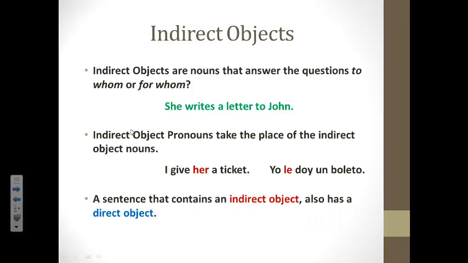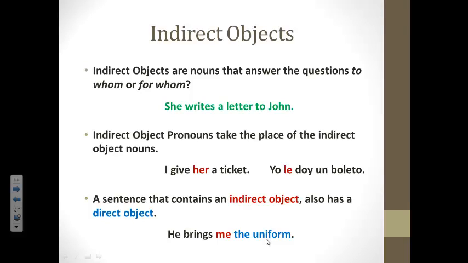Just like direct objects, the indirect object pronouns are going to replace the indirect object noun. So, I give her a ticket. Yo le doy un boleto. Lastly, any sentence that contains an indirect object also has a direct object in it, and whether it's stated or implied, the direct object is in there. So let's look at the example here. He brings me the uniform. Who does he bring the uniform to? He brings it to me. So me is your indirect. And what does he bring? He brings the uniform. That is your direct object.